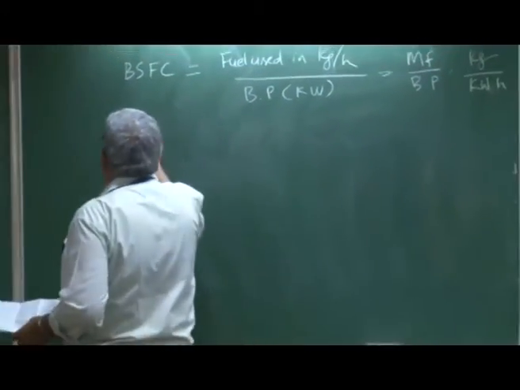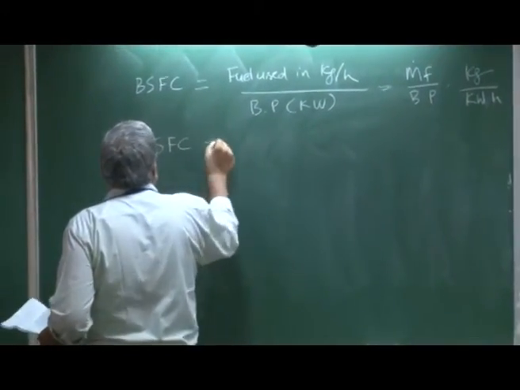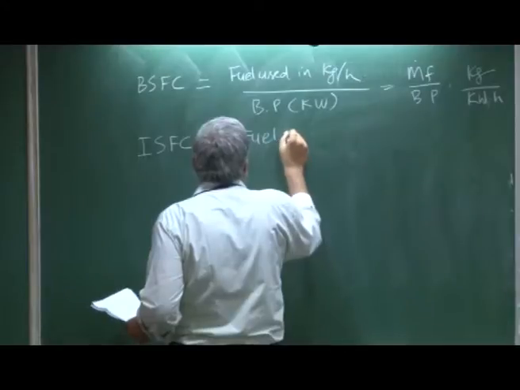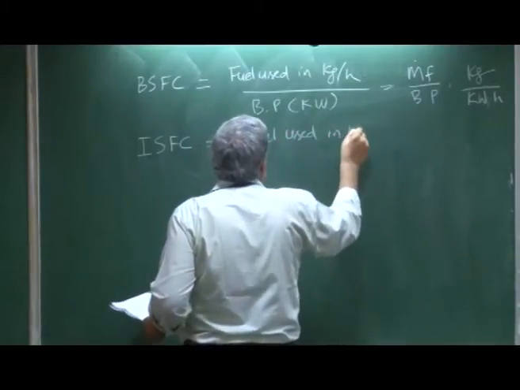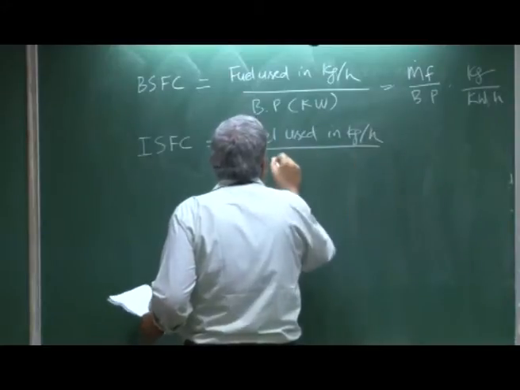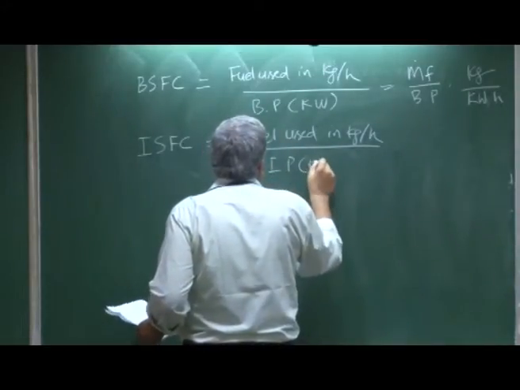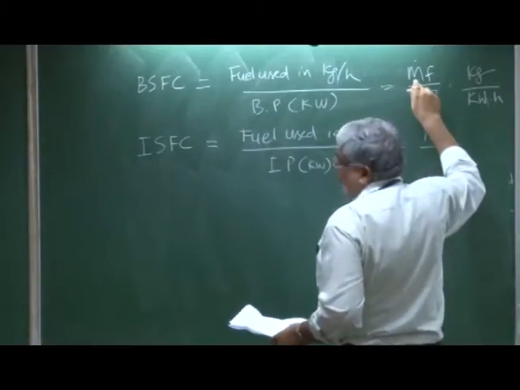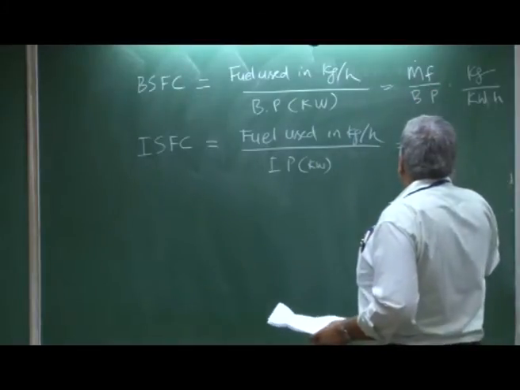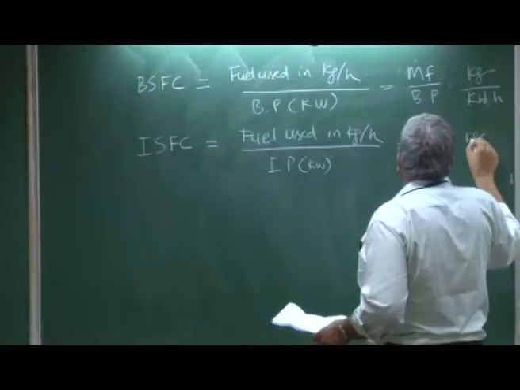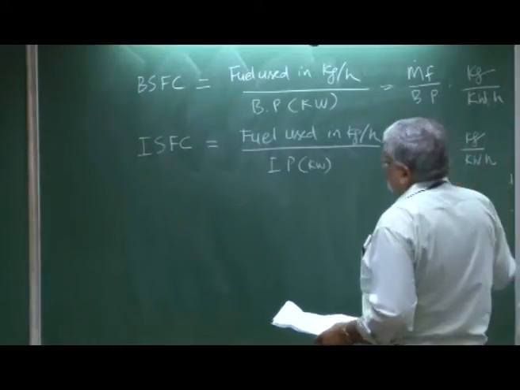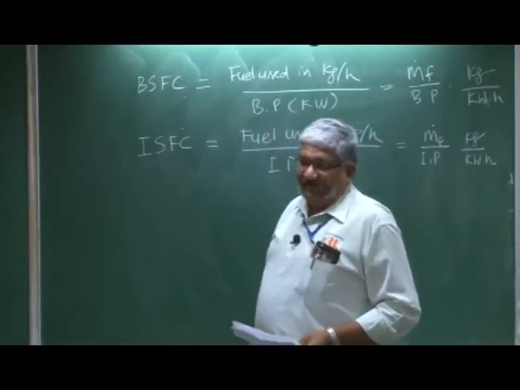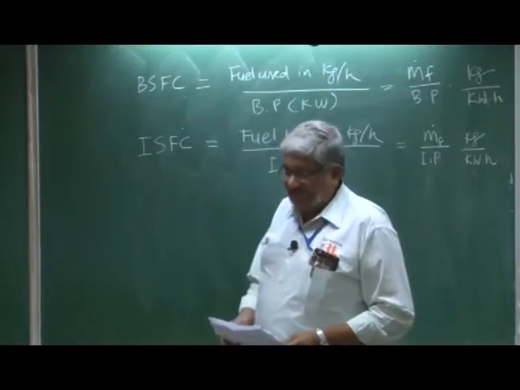Similarly, if you have indicated specific fuel consumption, this is defined as the same except for the power term: fuel used in kilogram per hour divided by indicated power, again in kilowatt. This is defined as mf dot, mass of the fuel consumed per hour, divided by indicated power, again in kilogram per kilowatt hour. Which will be lower and which will be higher? Brake specific fuel consumption will be higher in this case.